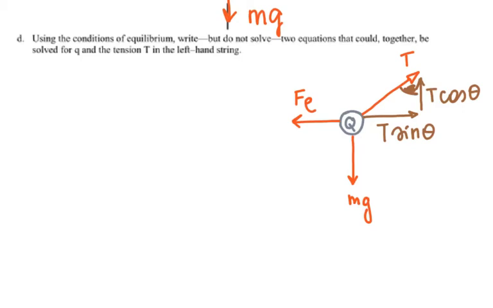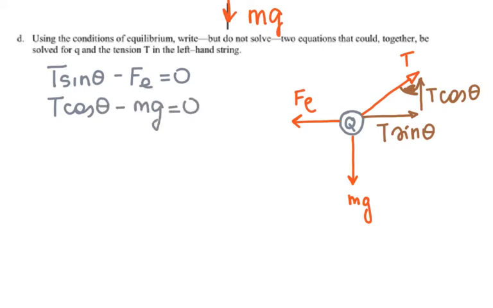So two x and y equations that I can write in this case are, for the x-axis first, T sine theta minus Fe, the electric field force, equals 0. For the y-axis, T cosine theta minus mg is also equal to 0. There is no acceleration. The net force is equal to ma, but there is no acceleration.